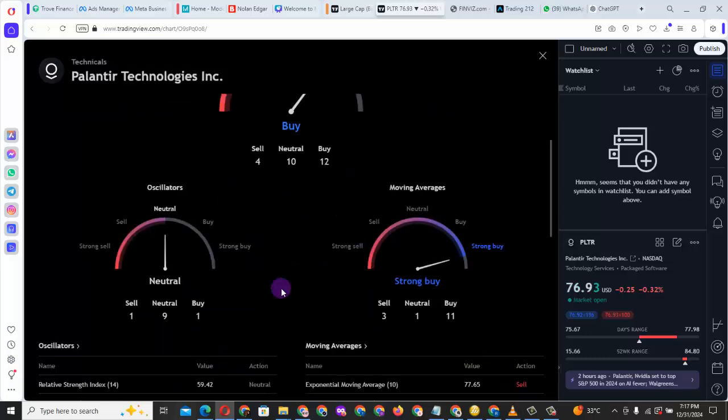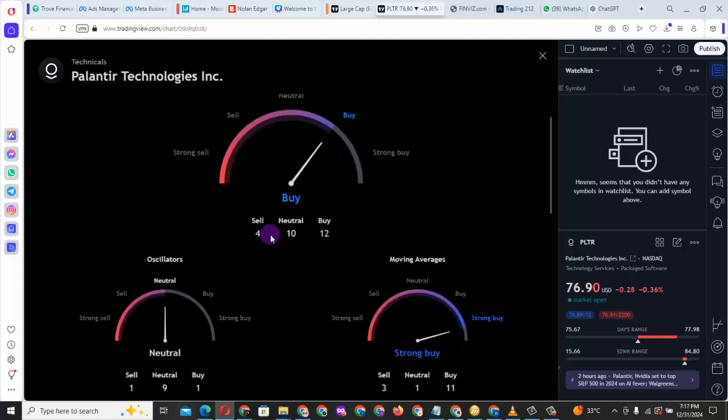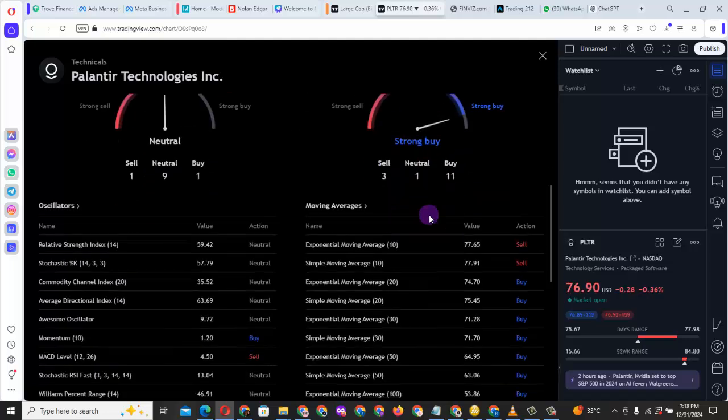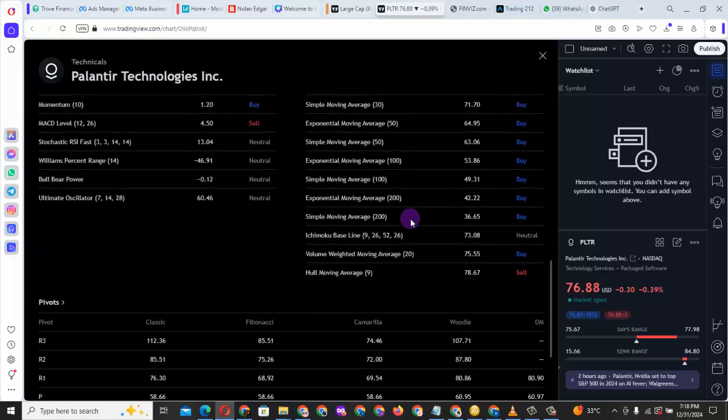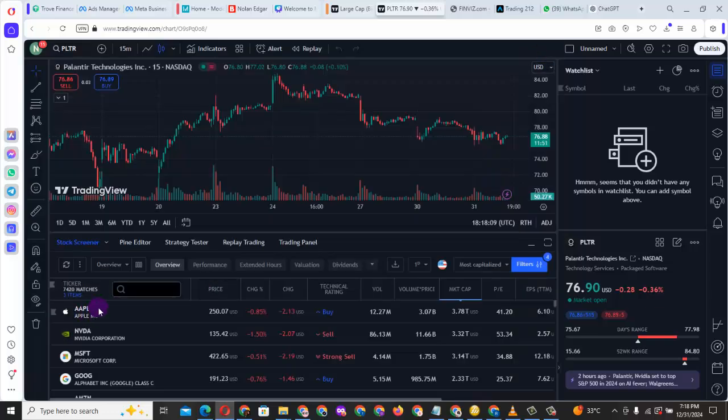Yes, you see the technical is already showing you to buy it strong because it's a good company. But the summary, the oscillators will show it's neutral. But right now, the moving average of this company is showing that you can buy it strongly. So if you are waiting to buy this particular stock, I think the best time to buy is right now. So those are the ways that you can invest in any of these stocks.